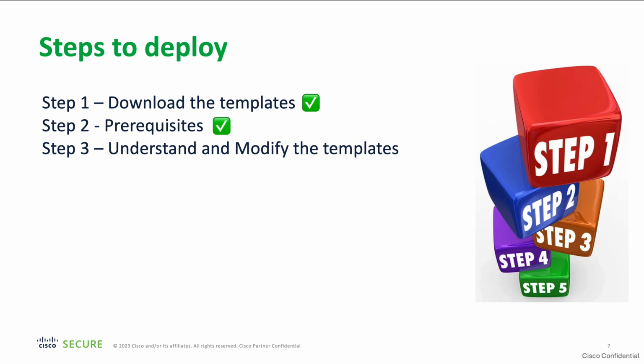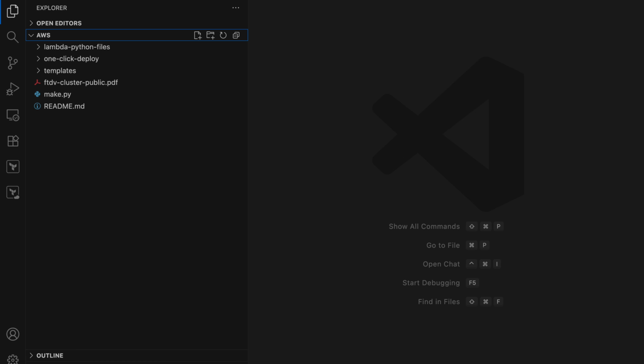In step 3, now let's understand and modify the templates. On your local machine, open the GitHub repository that we downloaded in step 1. Okay, so this is the repository that we downloaded. As you can see, we have multiple folders, each representing a different CloudFormation template for various deployment models and components. These templates help us deploy a Cisco FTDv clustering solution for AWS that enables automated deployment and management of firewall cluster across multiple availability zones.